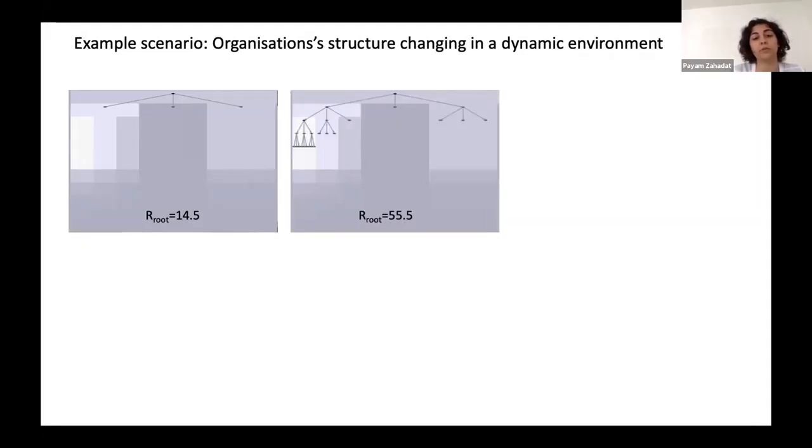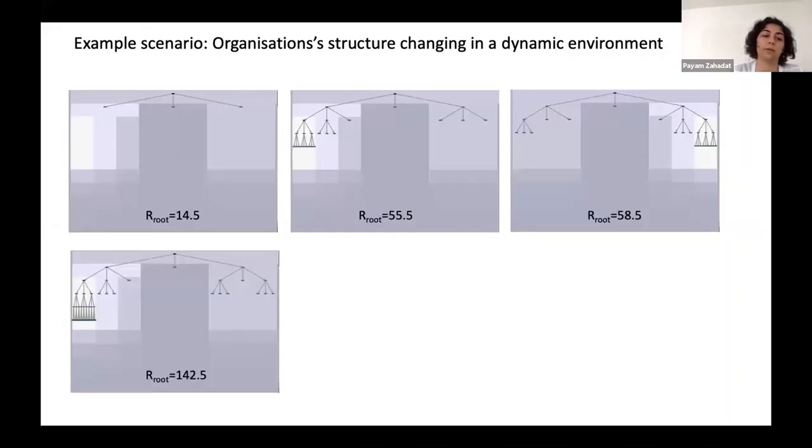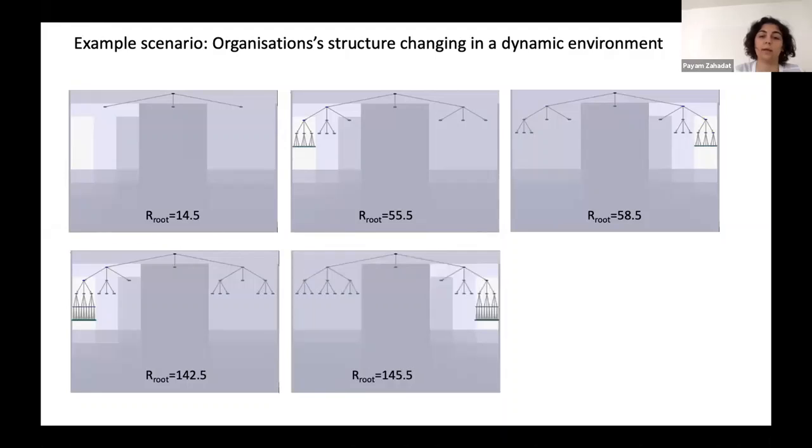So the structure starts, it grows after some time to this structure, and then we switch the environment to an opposite, and the structure adapts to these new conditions. We switch it again, and it adapts again, and again we switch it. What is maybe interesting to have a look at is that over these switches there are differences.